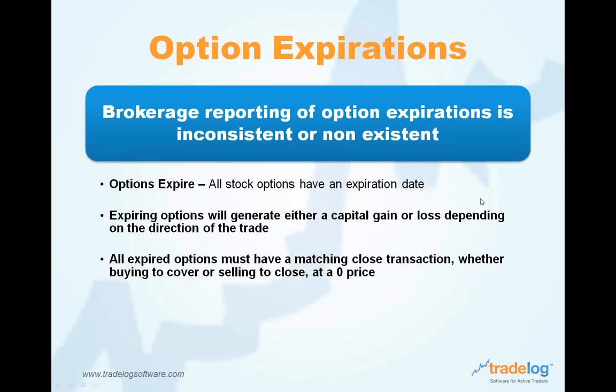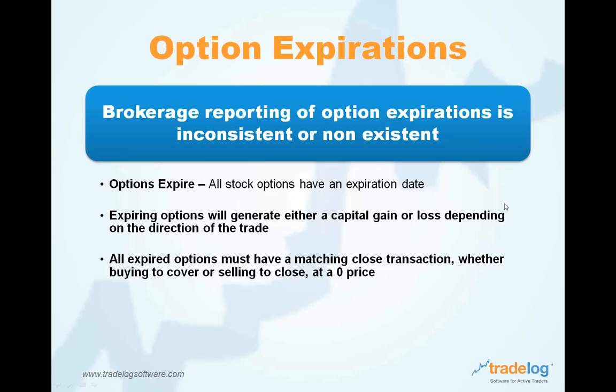Okay, so any option position that you have in a file is going to be either sold, buy to cover, it's either going to be exercised or assigned, or it's going to be expired at a 0 price. So there's a couple different ways that options get closed out, but it's got to be one of the 4 there. Sold, bought to cover, exercised or assigned, or expired. One of those types is going to apply to an option.